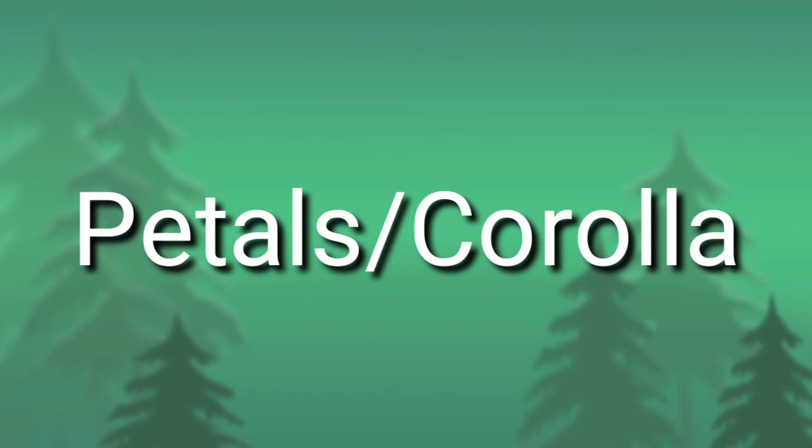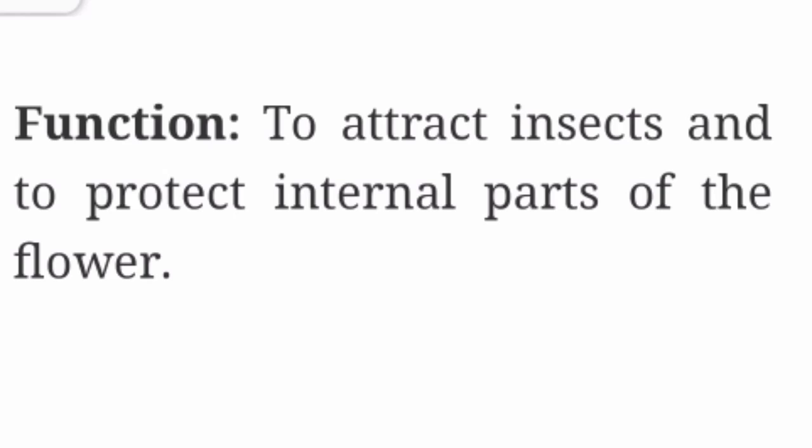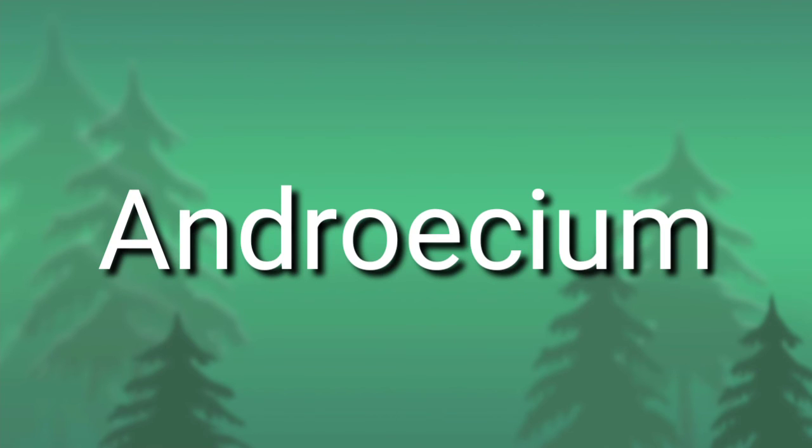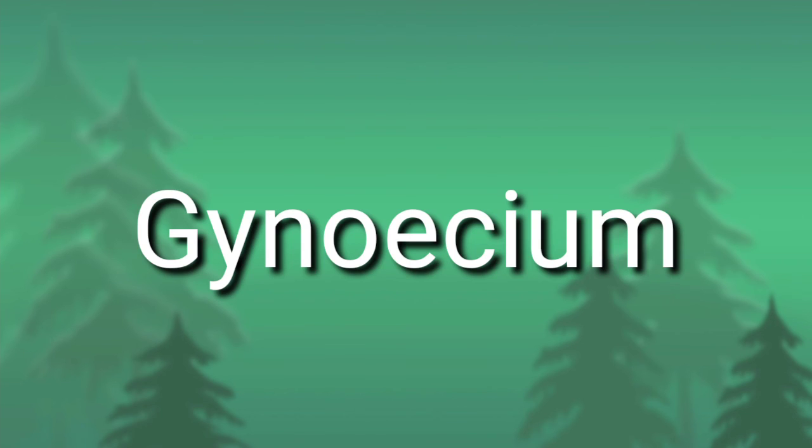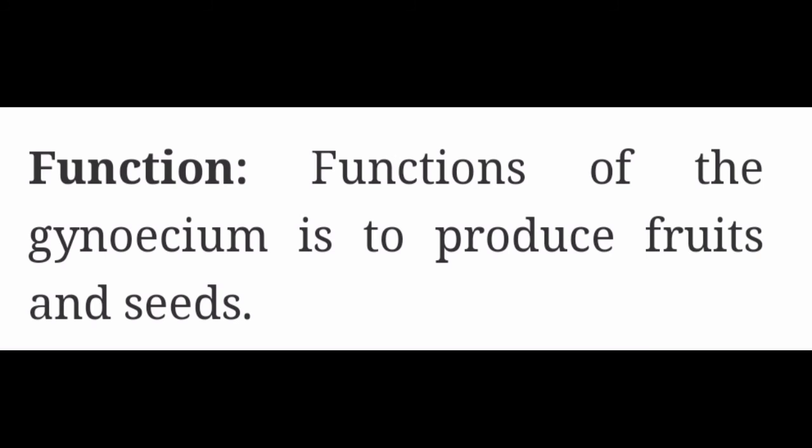Petal or corolla. Beautiful color petals. What is its function? To attract insects and to protect internal parts of the flower. Androecium. It is the male reproductive organ of the flower. Main function of androecium is to produce pollen grains. Gynoecium. It is the female reproductive organ of the flower. The function of gynoecium is to produce fruit and seeds.